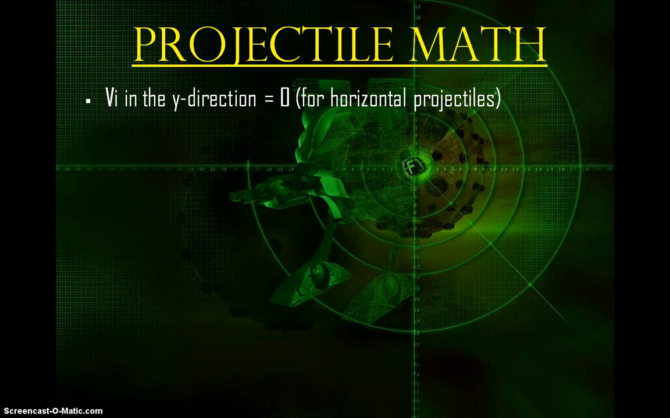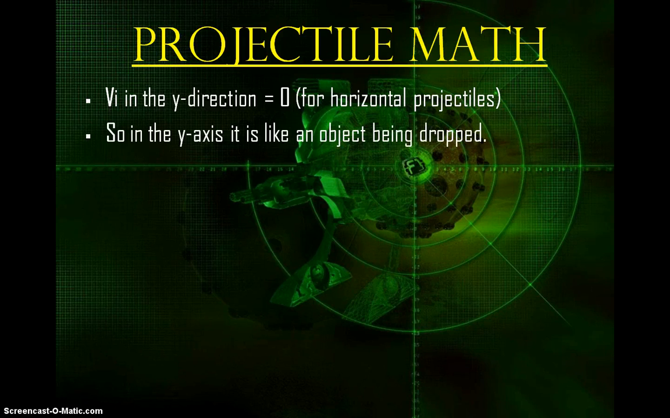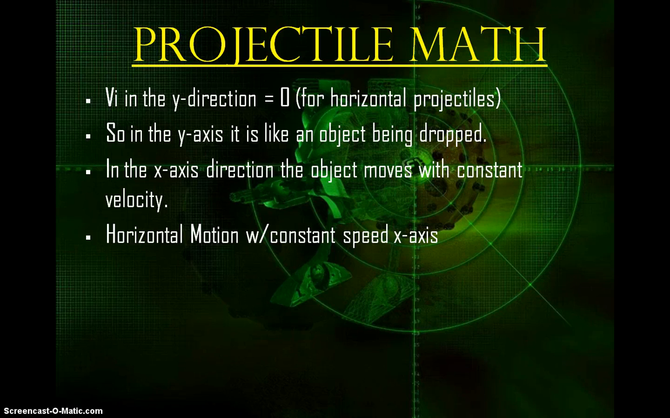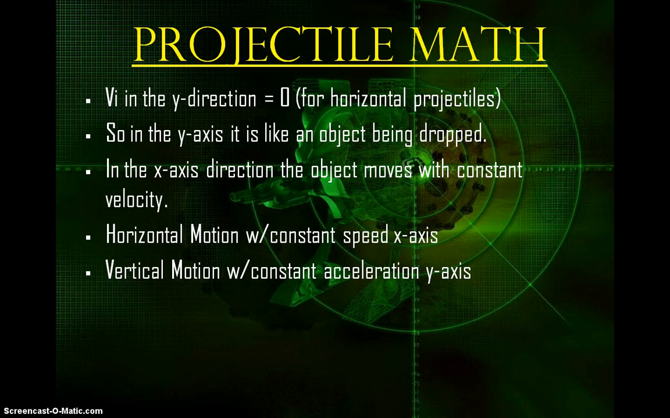Alright, so here are some things that we need to note for horizontal projectiles before I give you a sample problem. The initial velocity in the y direction is equal to 0 because you're shooting it straight in the horizontal x direction. So in the y-axis, we can just treat it as if it's being dropped straight off the cliff rather than being launched out. In the x-axis direction, we're moving with a constant velocity, so there is no acceleration. Horizontal motion in the x direction has a constant speed, so that's really important to remember. Vertical motion is going to be constantly accelerating due to gravity.